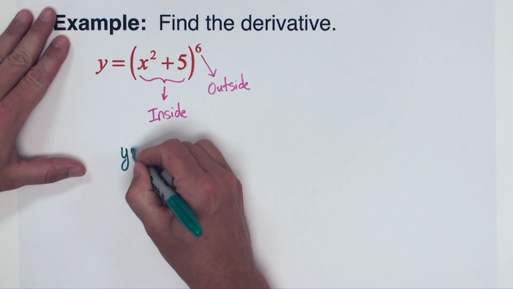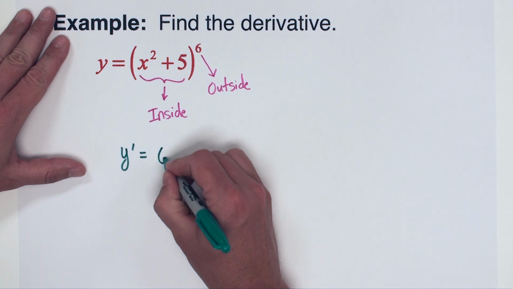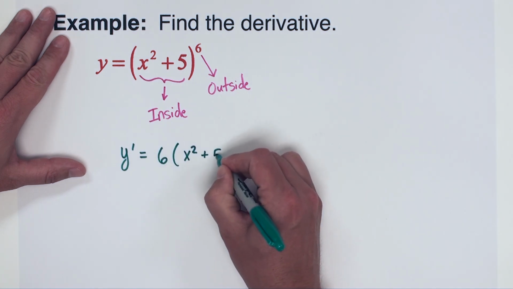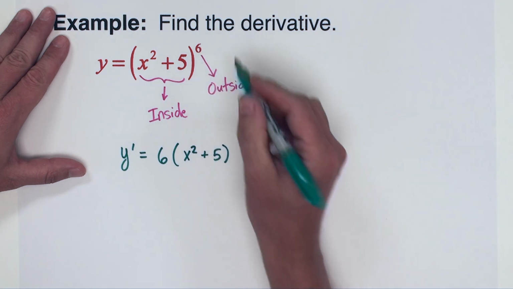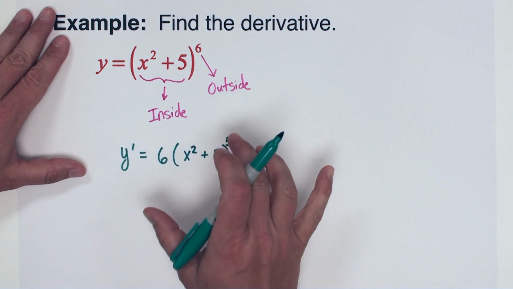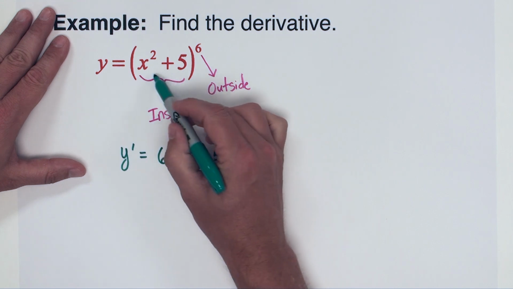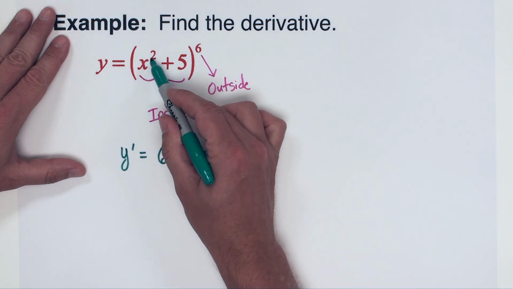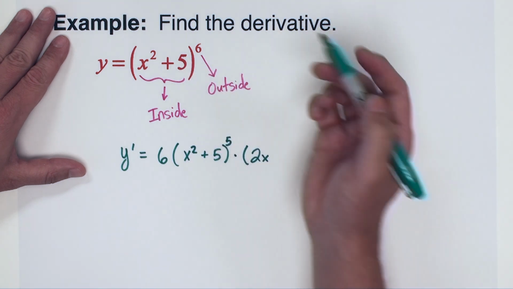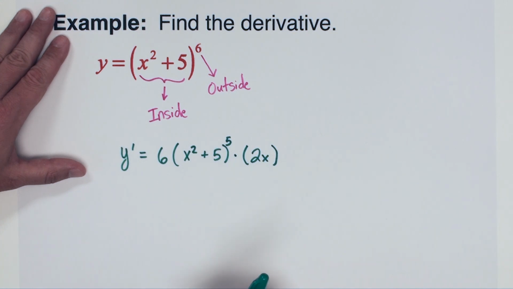So here we go. y prime, the power is 6, so 6 to the front. We're going to keep the x squared plus 5 as it is. We're going to drop that 6 power down to the 5th power. Okay, so that's the power part. Now we're going to chain this by multiplying by the derivative of the inner part. So x squared's derivative is 2x. Of course, positive 5 as a constant's derivative is 0. So the derivative of the inside is just 2x.